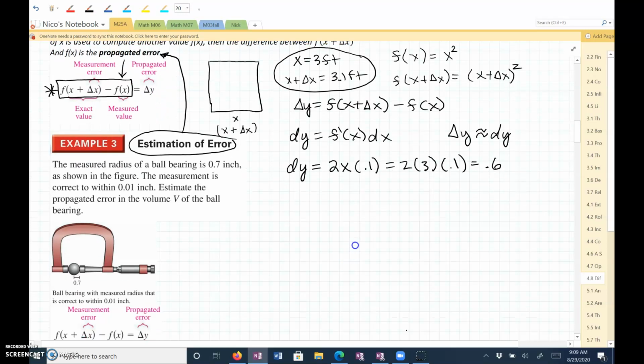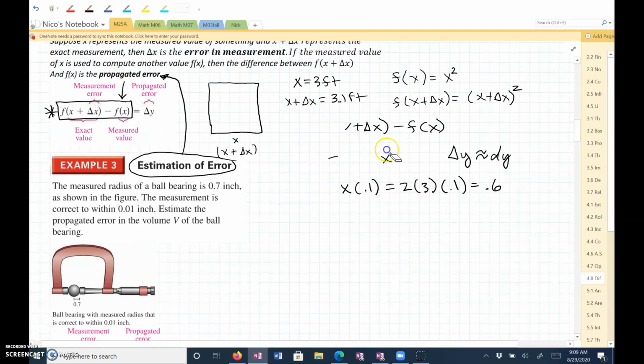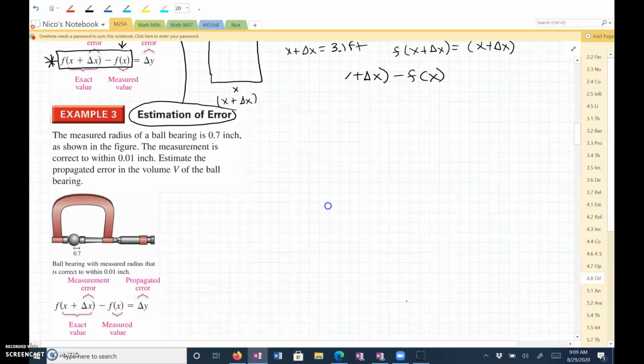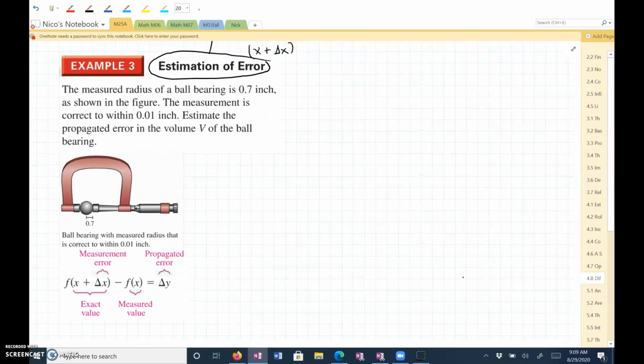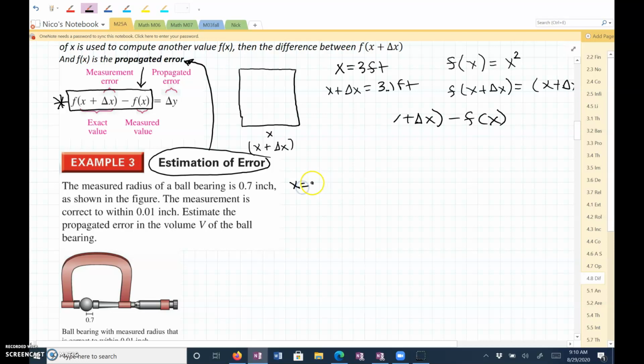Let's try one with this example down here. In the figure, the radius of a ball bearing is 0.7 inches. So we know the radius is 0.7 inches as shown in the figure. The measurement is correct within 0.01 inches. So that would be the delta x. Estimate the propagated error in volume of a ball bearing. So first of all, we're going to let x equal the radius. We're going to let delta x equal plus or minus 0.01 because it's correct within 0.01, so it could be greater than whatever the radius is or less than.